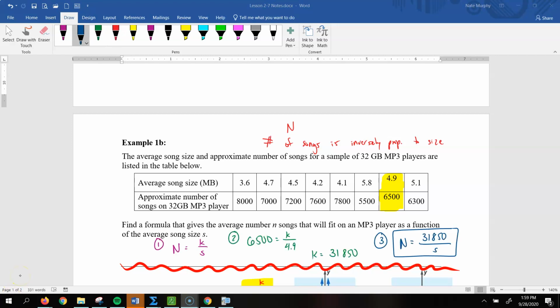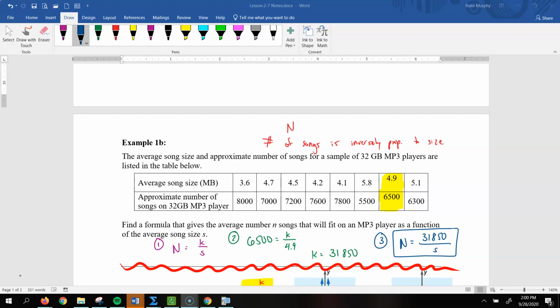All right, let's see how you did here. So again, in this one you didn't actually have to do the four steps because there is no question. There's no follow-up question saying something like what would be the approximate number of songs if the average song size was 3 megabytes. They just asked you to write an equation. So once you find the K value is 31,850, you get your equation as N, the number of songs, is equal to 31,850 divided by the size of the song, or S. So hopefully you got that equation.